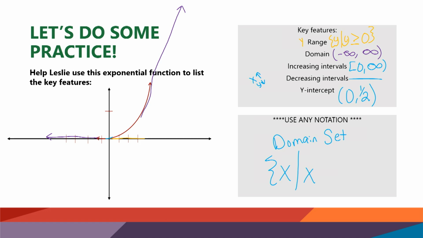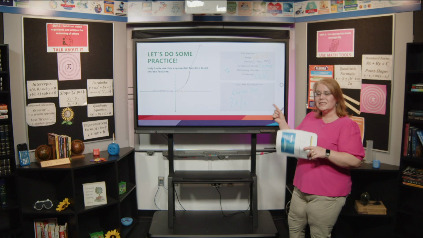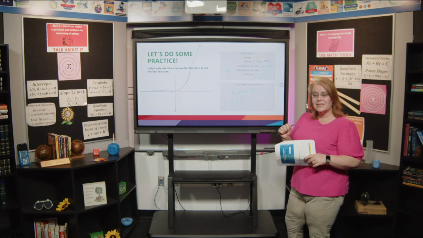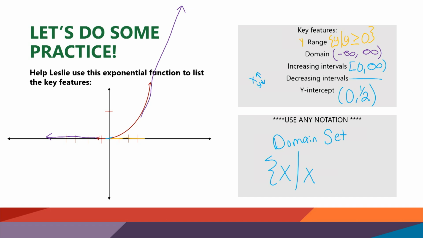So what have we learned to express that in set notation? Exactly right. X such that x is an element of all real numbers. We want to make sure that we are understanding those different symbols. Element of all real numbers.